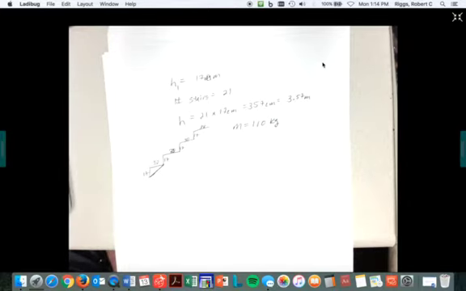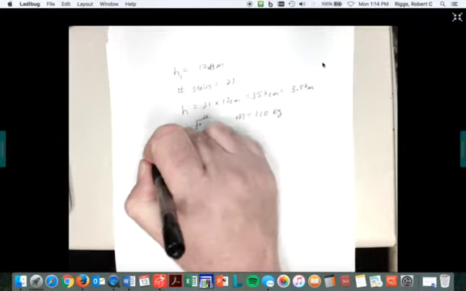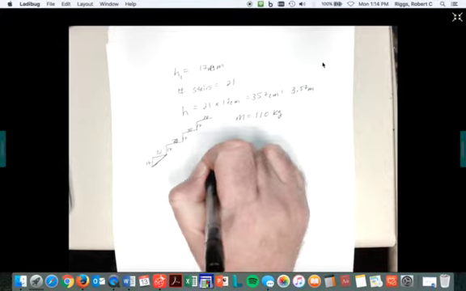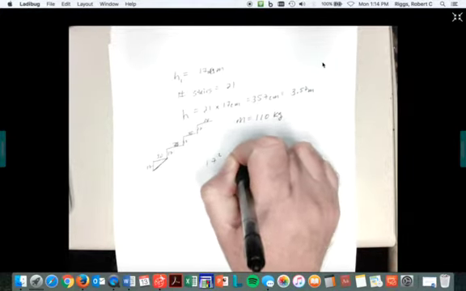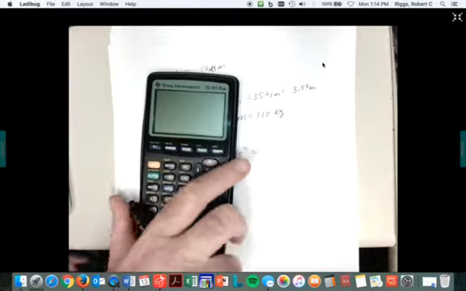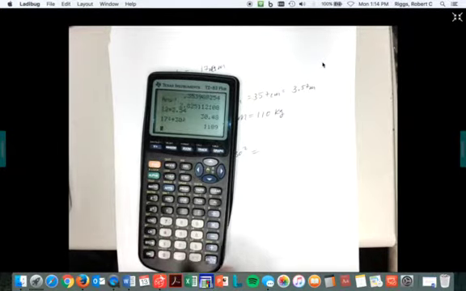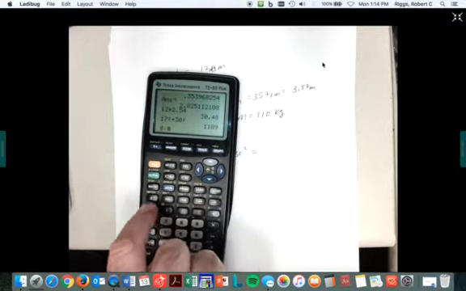Now, the diagonal distance that I went up would be 17 squared plus 30 squared, and then I'll take the square root of that. 17 squared plus 30 squared is 1189. Take the square root of that.